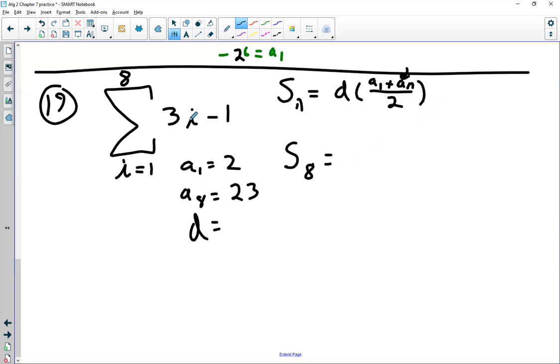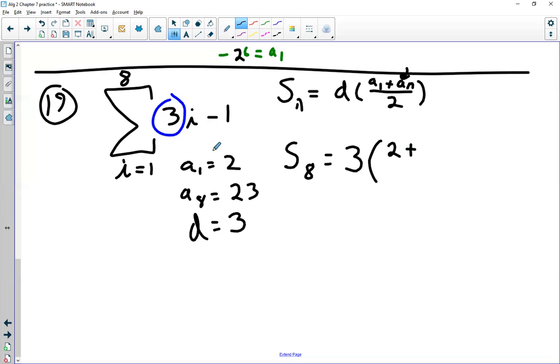But let me do D. What is it raising by each time? Just 3, because that's what it's getting multiplied by. So your D is 3. All right. So S of 8 equals 3 times A1, which we found was 2. You plug in a 1 there just in case.